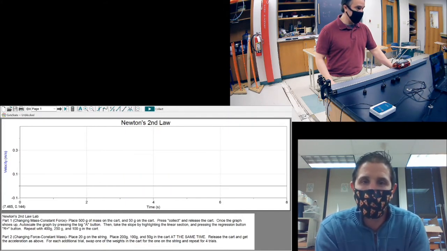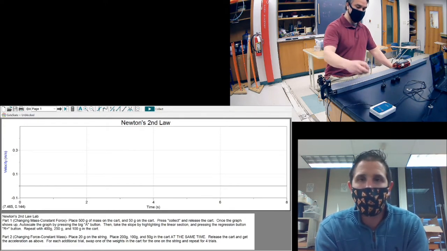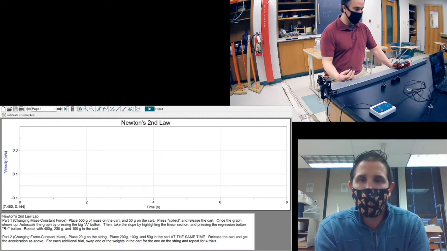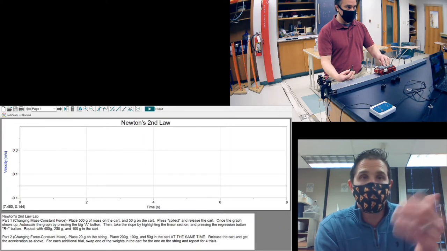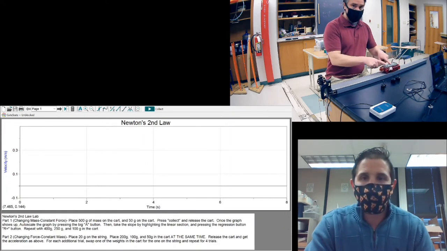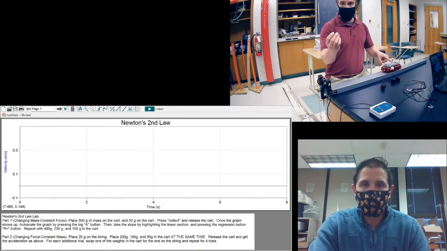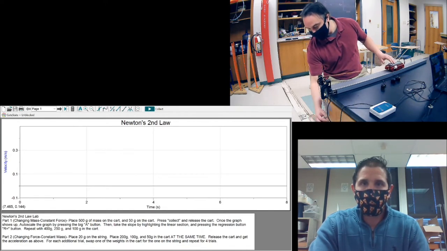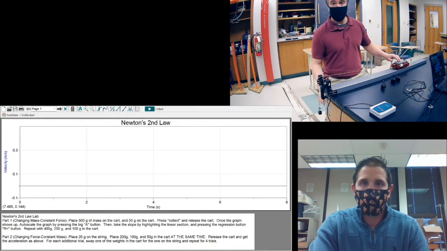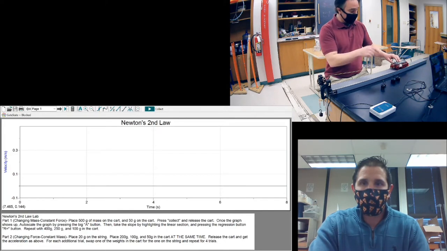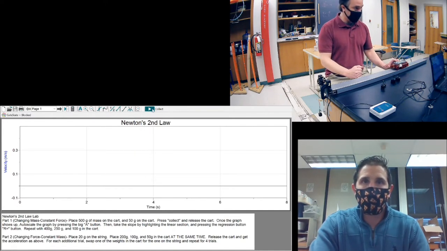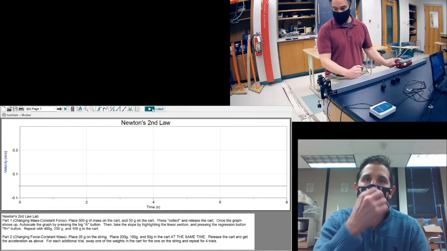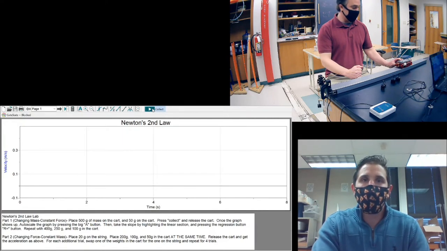So in part 1, we're going to be running with the same amount of force in every trial on the cart, and we're going to change the mass in the cart and see how it affects the acceleration of the cart as it rolls across the track. So in the cart we have 500 grams of mass, and the constant mass that's going to be hanging from this hook is 50 grams. This is going to be providing a constant force for acceleration for the cart, and we're going to change the mass on the cart. All right, I'll say go, and then you can release the cart. Ready? Go.